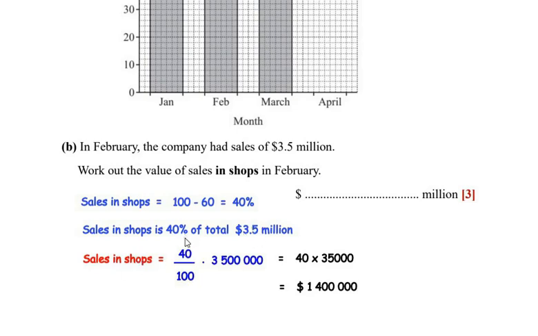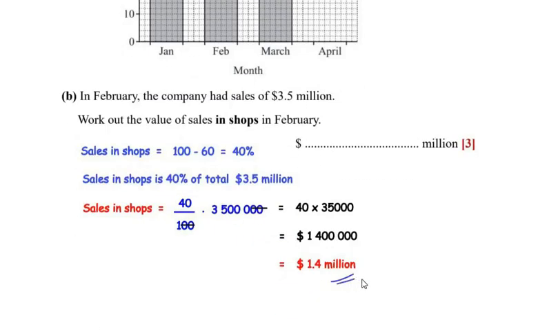So 40% is written as 40 over 100 times, now 3.5 million is written as 3,500,000. Now here we can cancel 2 zeros from the denominator and 2 zeros from the numerator. So here we get 40 times 35,000. So 40 times 35,000 gives us 1,400,000, or writing it in standard form, we have $1.4 million. So this is going to be our answer.